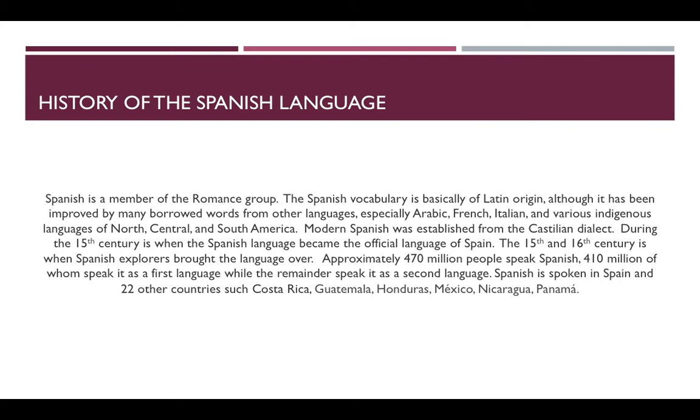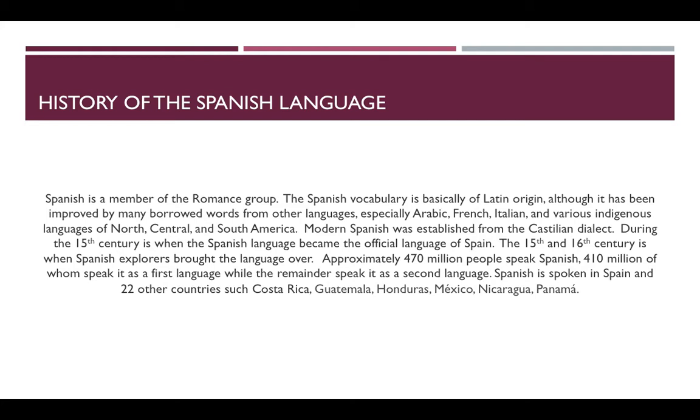So the history of the Spanish language is that it was formed through the Romance group. So what is a Romance language? It's a language that evolved from Vulgar Latin through the 6th and the 9th century. So many of the Spanish vocabulary words are of Latin origin, and many words are also borrowed from languages such as Arabic, French, and Italian.